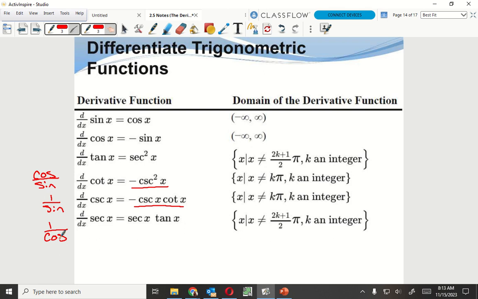Because I know that secant squared is 1 over cosine squared, right? And cosine can't be equal to 0 because that would give me undefined for my derivative. So everywhere that cosine is going to give me a 0, that's what that means. So it's odd numbers of pi over 2. 1 pi over 2, 3 pi over 2, 5 pi over 2, 7 pi over 2. Does that make sense? Or no?